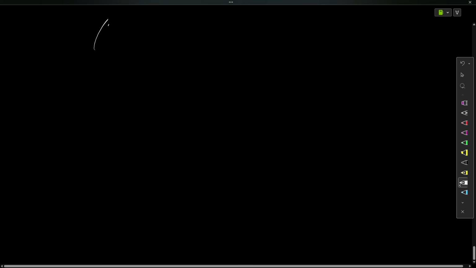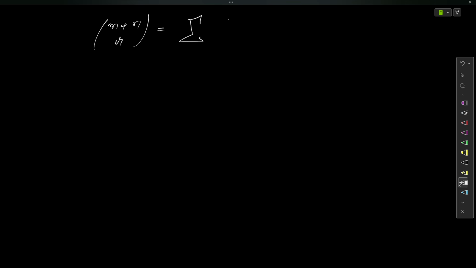Okay. So in general, we symbolize this identity by using combinatorials: m plus n choose r can be written as the summation of m choose k times n choose r minus k. And here, k is the variable that runs from 0 to r.